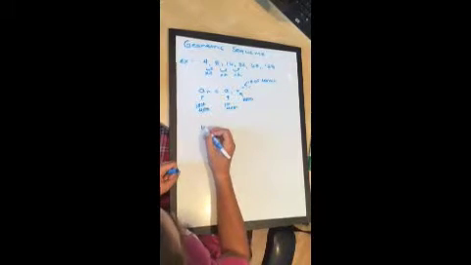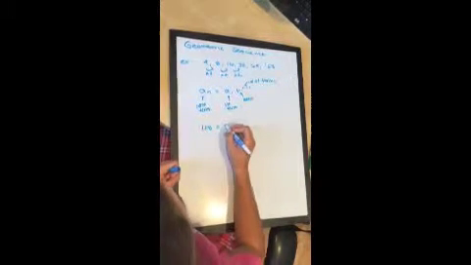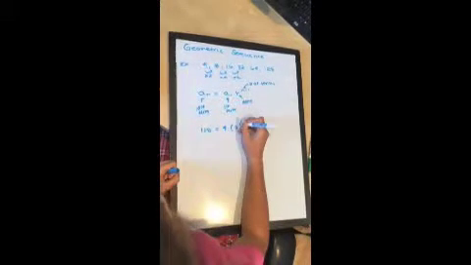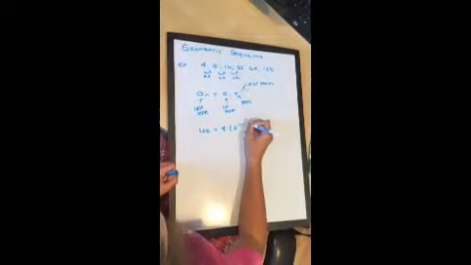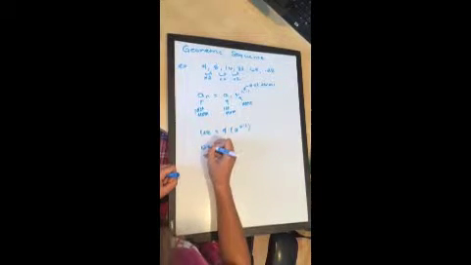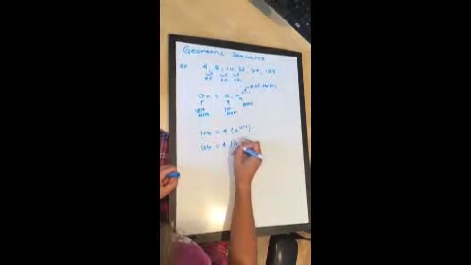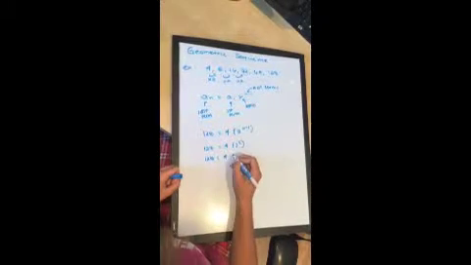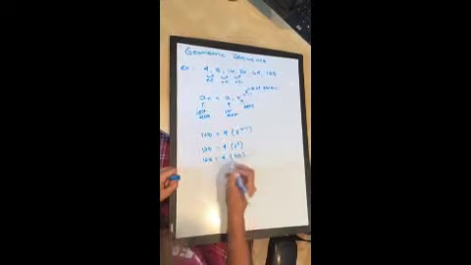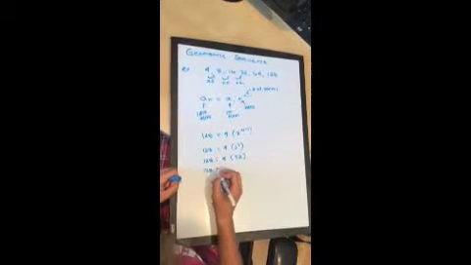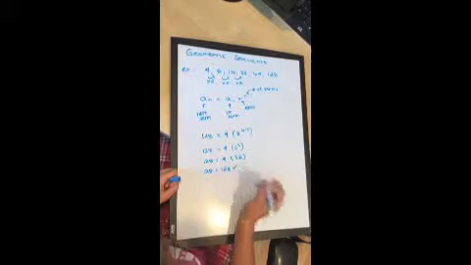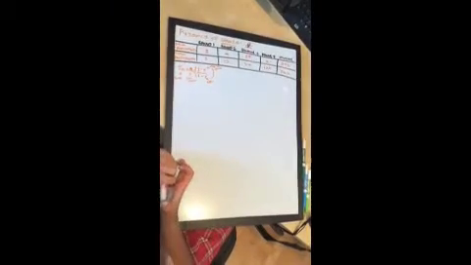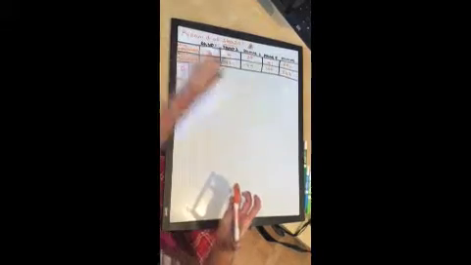So this one would be 128 equals 4 times 2 to the power of 6 minus 1. So 128 would equal 4 times 2 to the 5th, and 2 to the 5th equals 32. So 4 times 32 would equal 128.